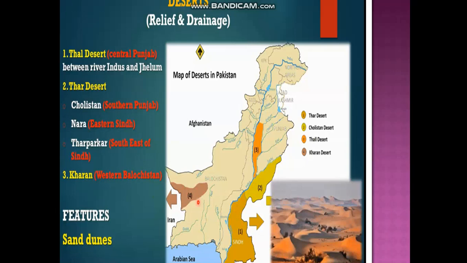And if you see the drainage features, as you may know, in deserts there is very low rainfall. Because of low rainfall, we have some sand dunes there. So we have no river in the desert area of Pakistan. So this is all about the natural regions in Pakistan, their relief and their drainages.